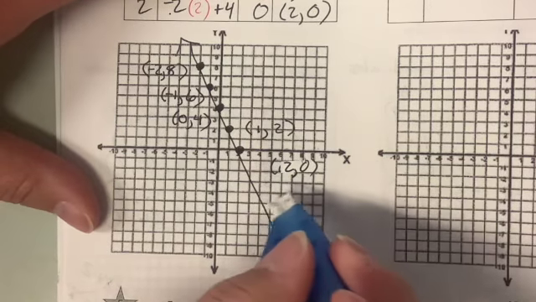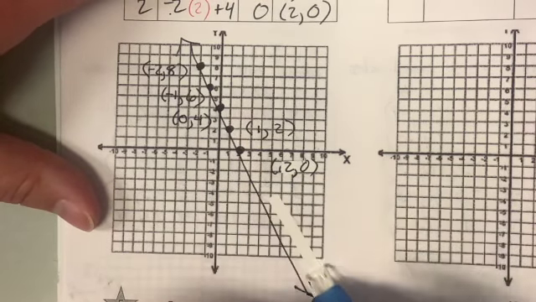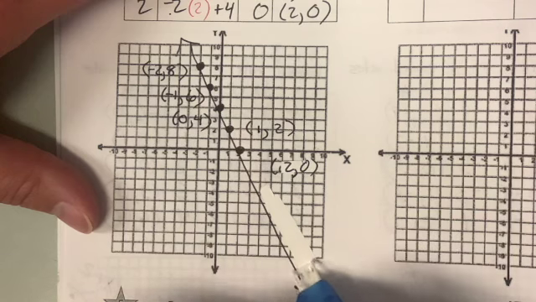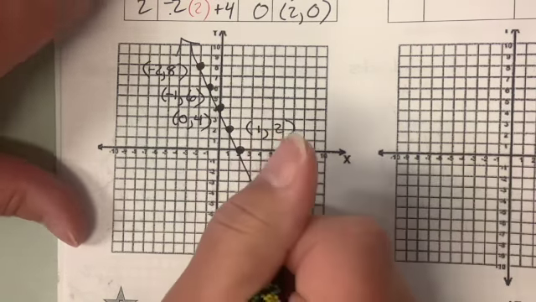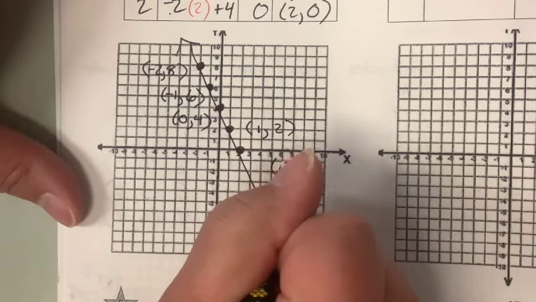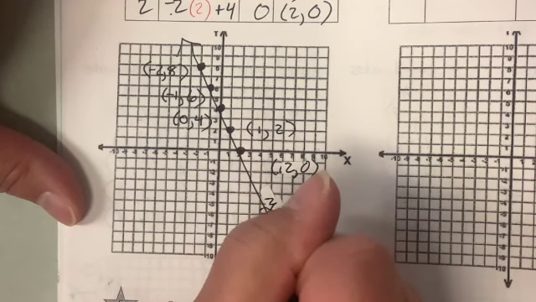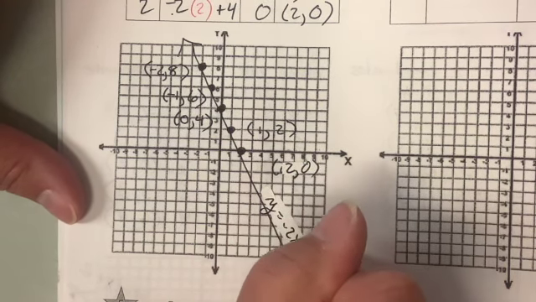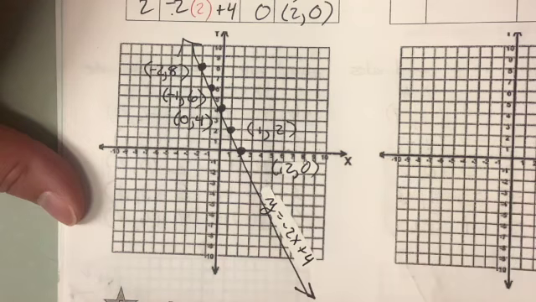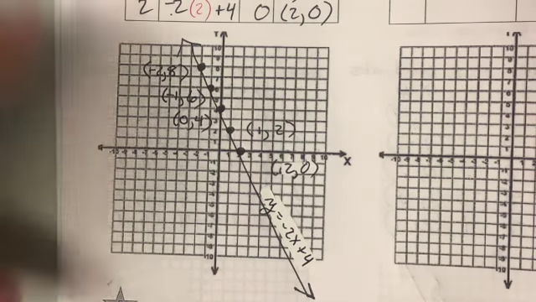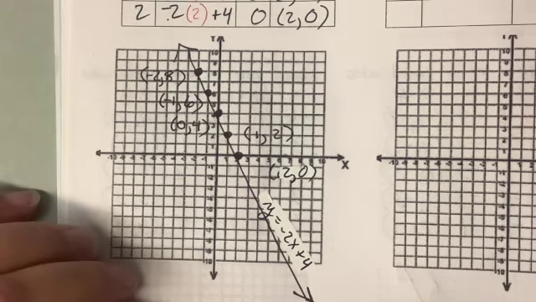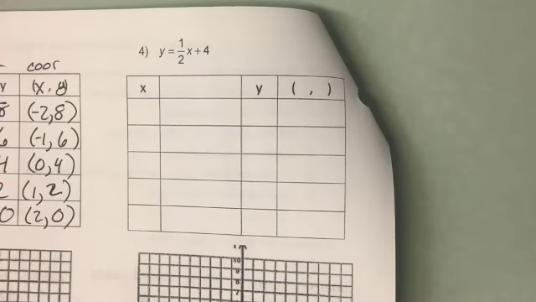Matter of fact, I like how well it looked with the whiteout. So I'm just going to put a little bit of whiteout here. And I'm going to write the rule on the whiteout so you can see it better. Y equals negative 2x plus 4. Wow, that's a lot easier to see. I might do that for all of my points. Okay, here we go. Last problem.